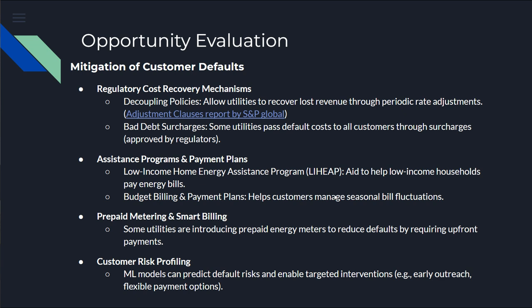Now, in order to address these problems or to mitigate the customer default problem, there are certain ways which can be followed. Regulatory cost recovery mechanism, where decoupling of policies can be done, which will allow the utility companies to recover the lost revenue through specific rate adjustment. There are certain reports published by S&P Global in the US across different states on how such decoupling policies were implemented. You can refer to this link for more details.